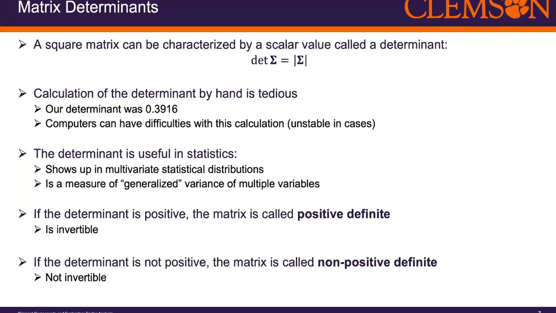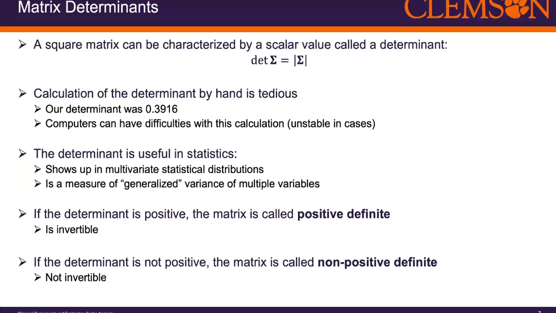Next, we want to talk about a matrix determinant. A square matrix can be characterized by a scalar. It's called a determinant, or for a scalar, it's just a single number. We denote determinant using the words det sometimes, or putting a matrix within 2 bars. Turns out the calculation of the determinant by hand is quite tedious. The determinant of our correlation matrix, for instance, was 0.3916, and actually in a 2 by 2 square matrix, it's not that tedious. It gets much more tedious as you increase the number of rows or columns.